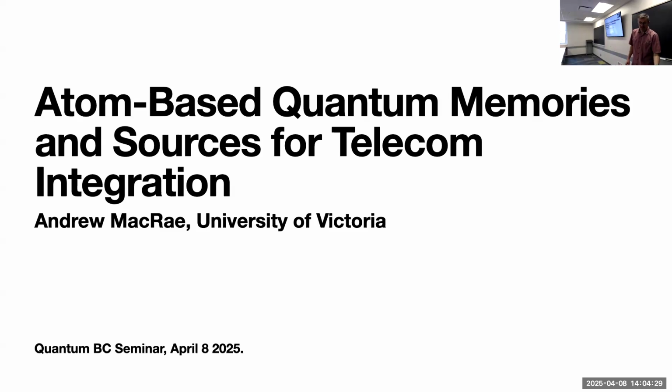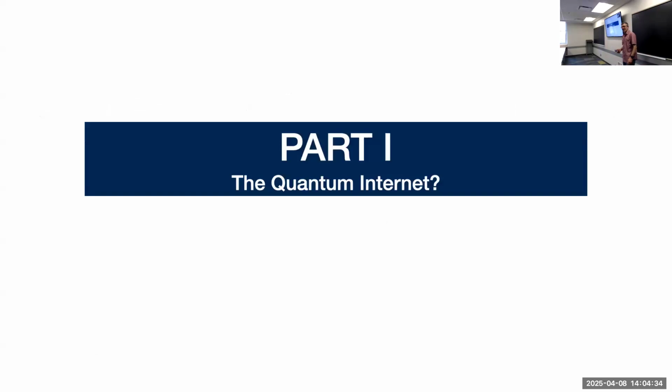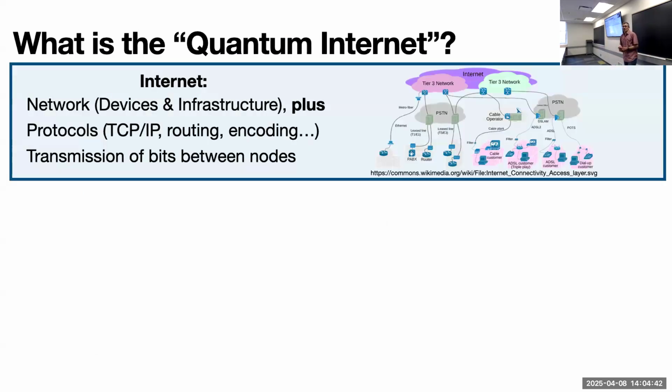So part one. The quantum internet, with a question mark, because there are some questions that come up when you're talking about something like the quantum internet. I was told by my English 11 teacher that you should not define a word by saying what it's not, but I'm disobeying that. I'll say right away that the quantum internet is not the classical internet, but with the word quantum before it.